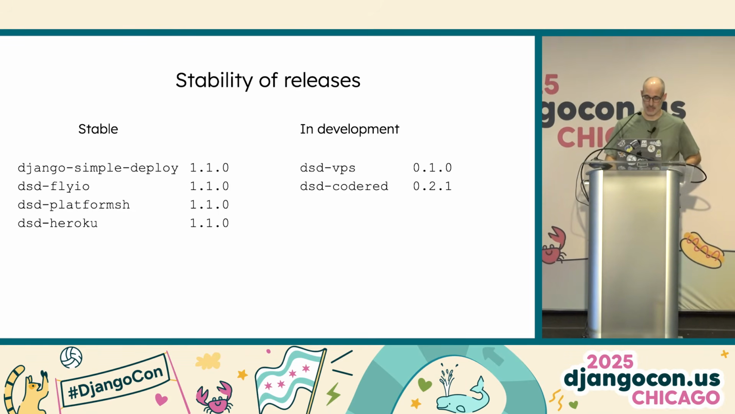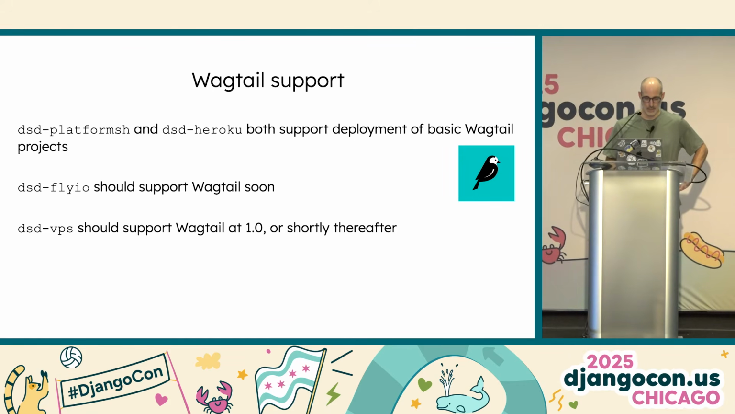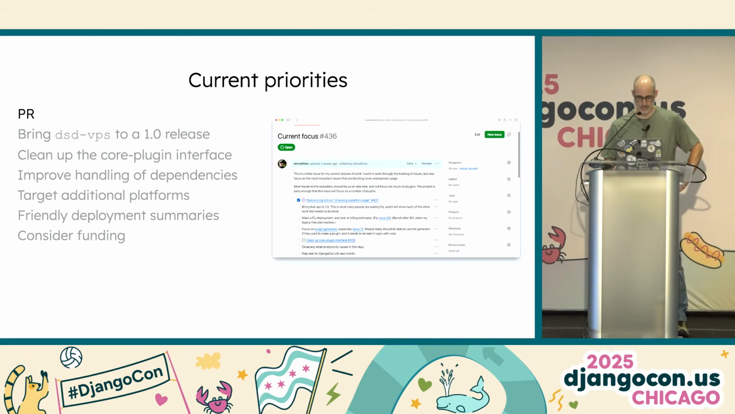The DSD-VPS plugin is currently under development. Designing a generic plugin like this is much different than targeting a PaaS. DSD Code Red is an experimental plugin. The CR deploy command is one of the few platform-provided tools that actually does much of what Django-simple-deploy does. I plan to bring this to a 1.0 status in a way that complements what the CR tool itself offers. Wagtail support. I recently implemented support for Wagtail in the platform.sh and Heroku plugins. The Fly plugin should support Wagtail soon, and DSD VPS should support Wagtail at or shortly after the 1.0 release.